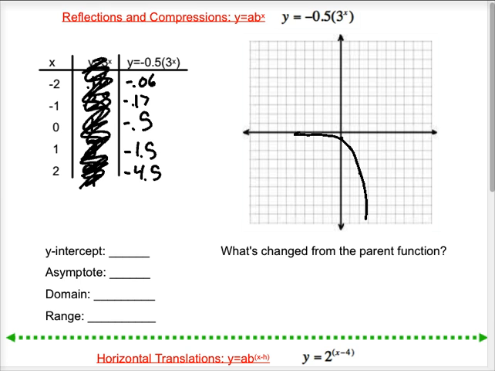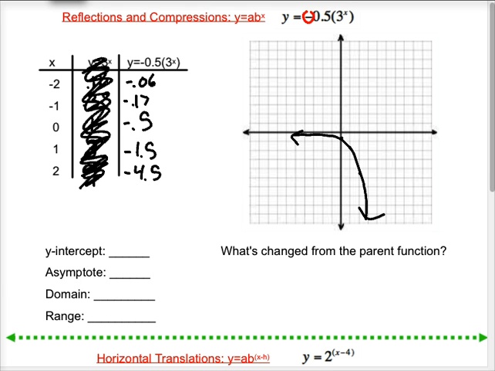Now this is an interesting shape. So this time notice, it's upside down. Now why is that? Well, hopefully you realize it's because of that reflection. It's because of that negative out front that we have flipped our graph.